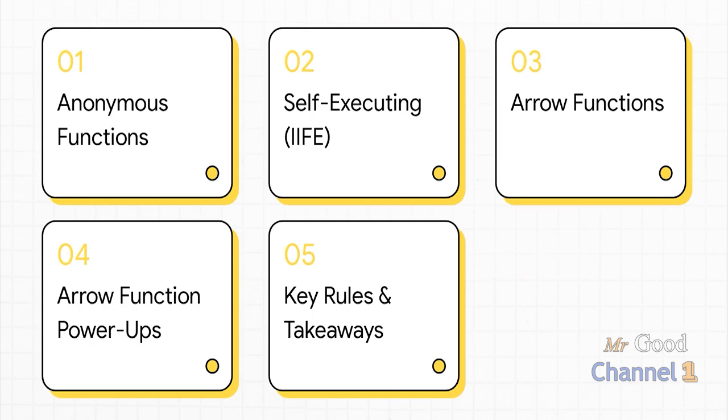All right, here's our game plan. We'll kick things off with anonymous functions. Then we'll look at a cool old-school pattern called an IIFE. After that, we're jumping straight into modern arrow functions and their awesome features. And we'll wrap up with the key rules you need to remember.